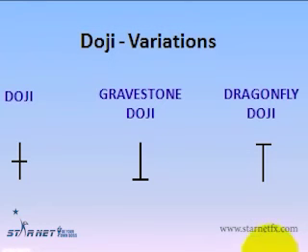The pattern on the right is called a dragonfly doji. In this case, the open and close are also the high price, so price opened here at the high, moved down to lows, and back up to close at the high.